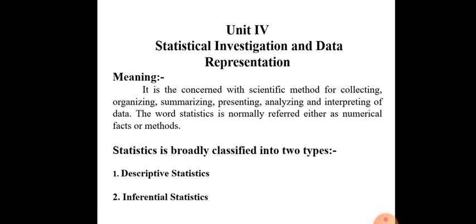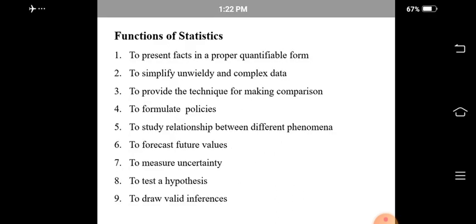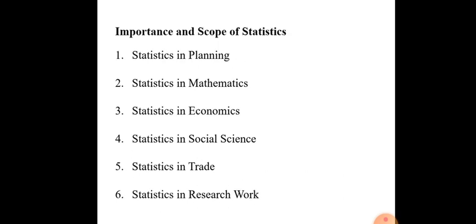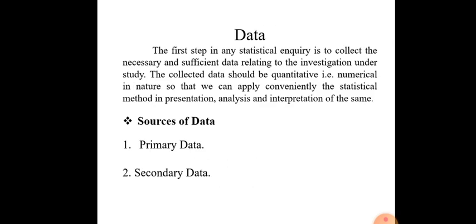In the previous two classes we discussed the fourth chapter, which is statistical investigation and data representation. We saw the meaning, and that it is classified into two broad types: descriptive statistics and inferential statistics. We also covered the functions, characteristics, importance and scope of statistics in the last lectures. Now in this session we are going to see things related to data.